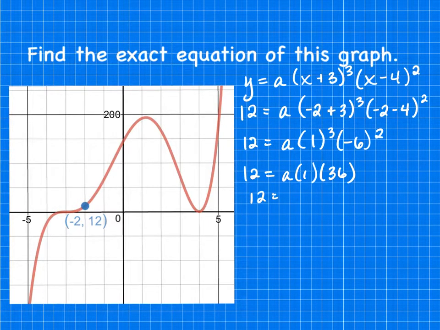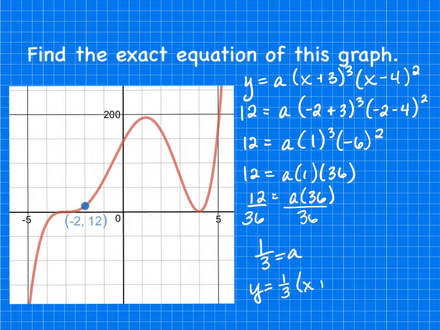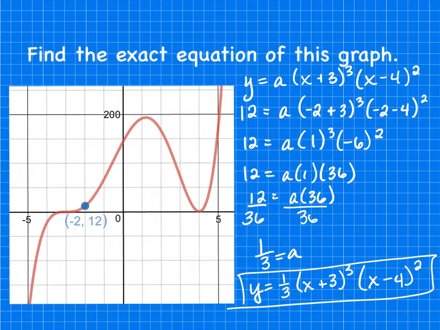And I'm just showing every step in between here so people don't lose track of it. So now I have finally a times 36. Divide by 36 on both sides. 12 over 36 reduces to 1/3. And then I need to write my entire equation. So y equals 1/3 times x plus 3 cubed times x minus 4 squared. And that's an exact equation for that polynomial.